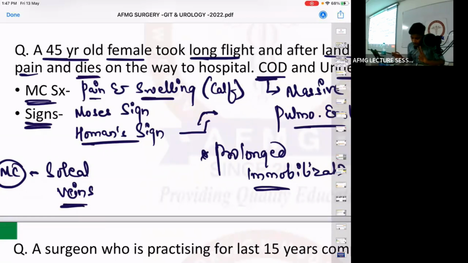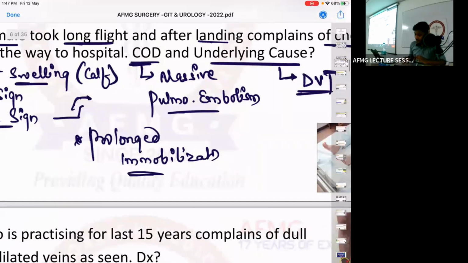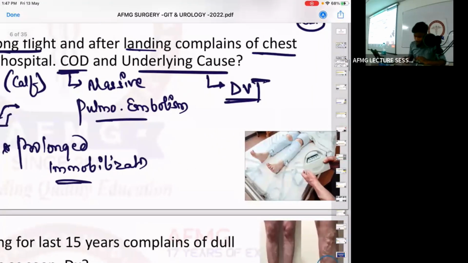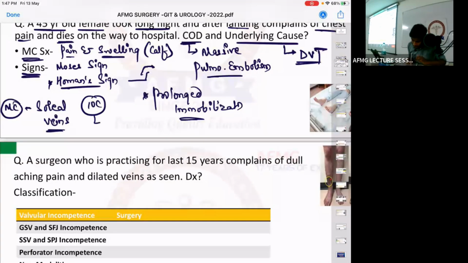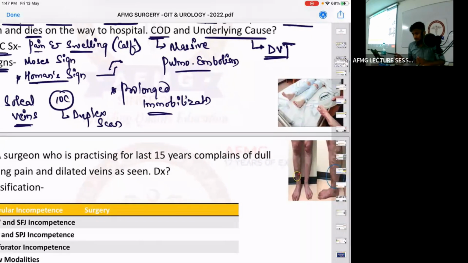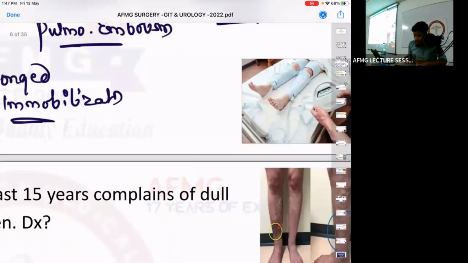So two signs are seen in DVT: first is the Moses sign, second is the Homan sign. No issues with this, anybody? What is the investigation of choice? Again, it is duplex scanning. Okay, no issues. Gold standard would be angiography. ठीक है? So what is the treatment, anybody?